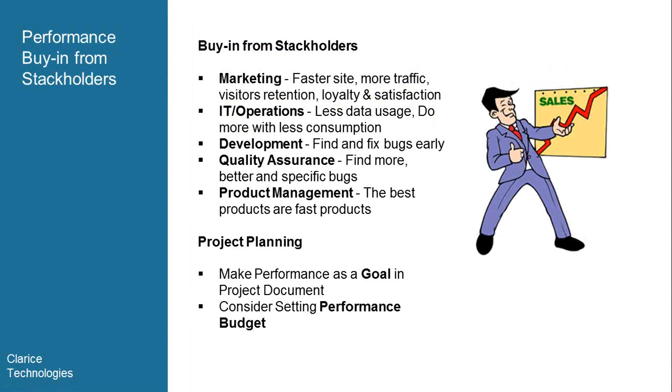So to get that buy-in, there are different things that we can propose, and as a developer, as a program manager, or as a quality assurance engineer, you should understand the main advantages that each stakeholder will get from a high performance website. For the marketing team, a faster site means more traffic, more visitor retention, loyalty and satisfaction. That is really great for any marketing team.